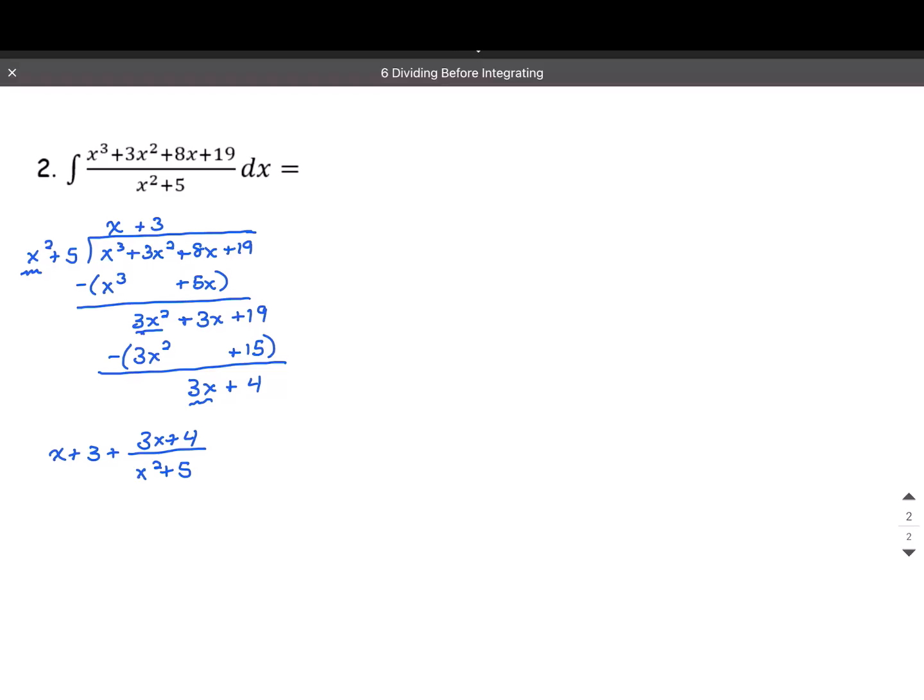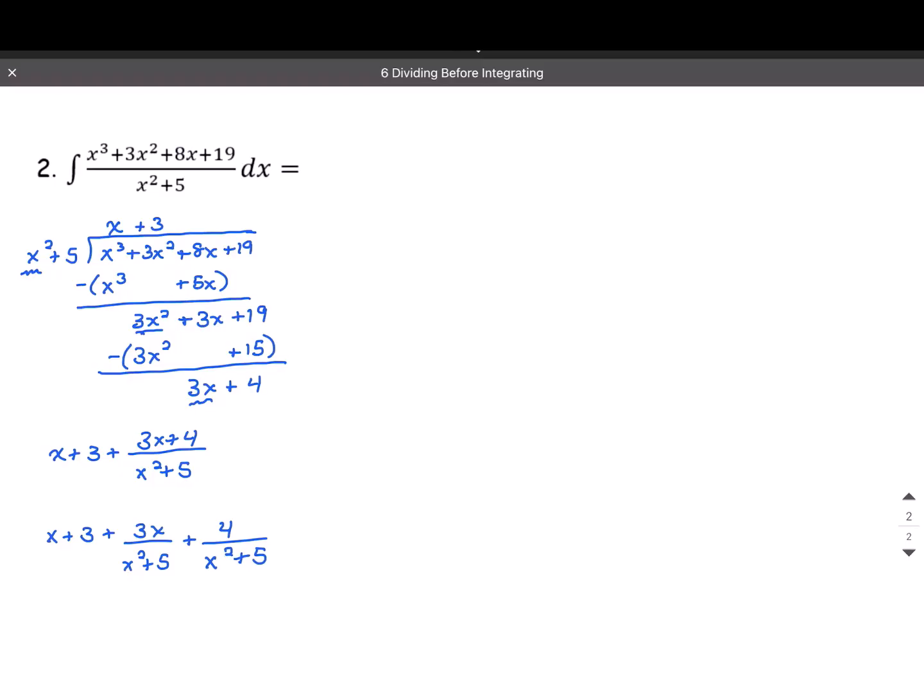Now, if you look at that fraction, (3x + 4) over (x² + 5), again, neither the top nor the bottom is the derivative of the other. We're going to need to split this up a little bit. We're going to go a step further and say that this is 3x over (x² + 5) plus 4 over (x² + 5). Now we'll be able to integrate.